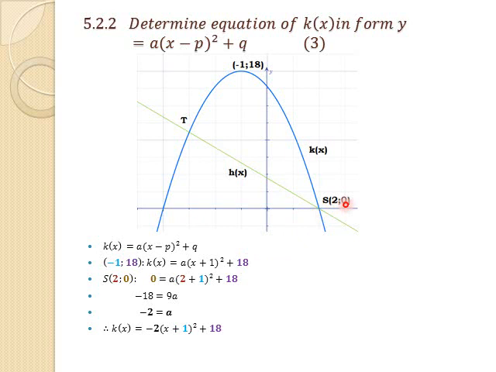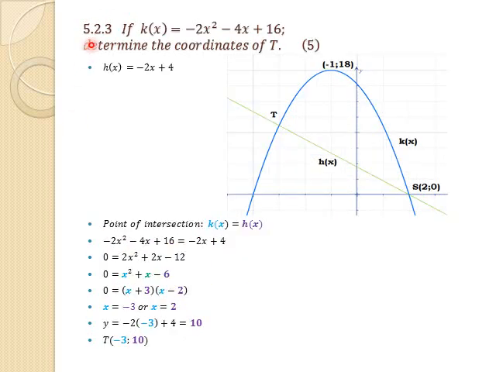Then we have the point S, which is found at 2 and 0. So if I take S, 2 and 0, my y value there is 0, while my x value there is 2. So 2 plus 1 gives me 3. 3 squared would give me 9a. If I take positive 18 across, it becomes negative 18. So negative 18 divided by 9 gives me negative 2. So a equals negative 2. So if we complete my equation, k(x) equals negative 2 times (x plus 1) squared plus 18. So whenever I give you a turning point, you are going to use this formula to find the equation. Right?